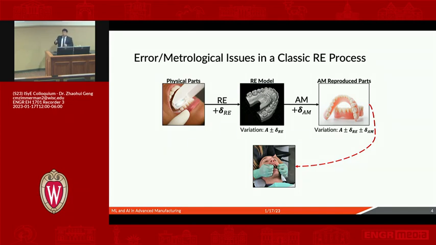So we need to consider whether there's any geometric variation along this process. We have different variation components along this process. We have the variation due to the reverse engineering process. We have the variation due to the additive manufacturing process. Because this intraoral environment is very complex, it's generally considered a free-form surface with even some intricate features. So how to model this becomes a real challenge for these types of applications, right?